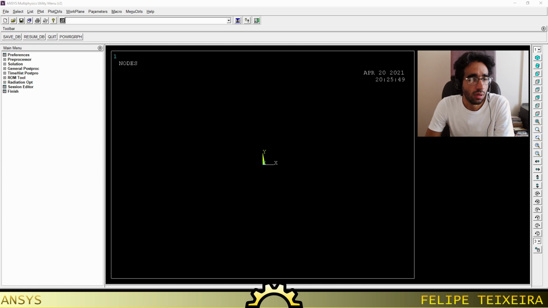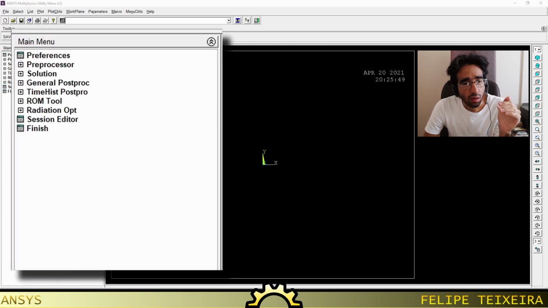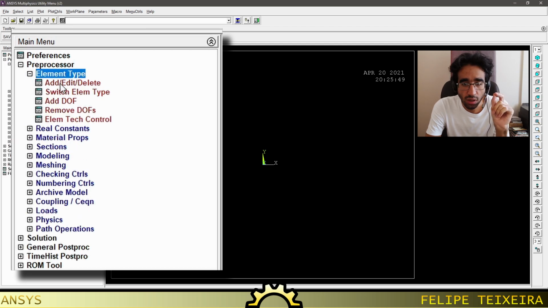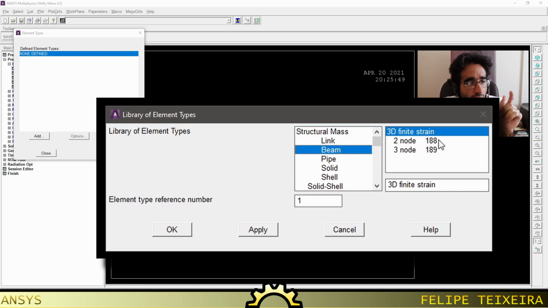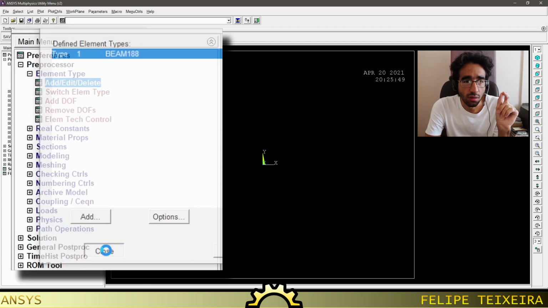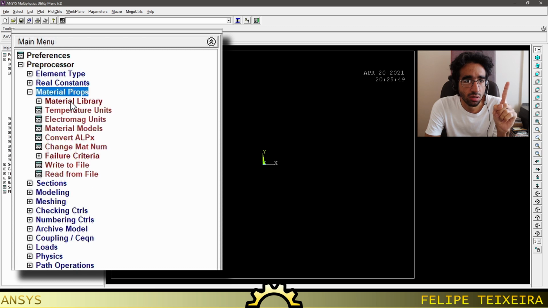Alright, so here in ANSYS, this is the Mechanical APDL window. What I'm gonna do is basically follow that menu on the left. So we're gonna go step by step creating our model. First of all, I'm gonna define the kind of element I'm gonna use. I'm gonna use element beam 188. That is a simple beam element. Then I'm gonna define the material properties. This model only has one material, which is steel.